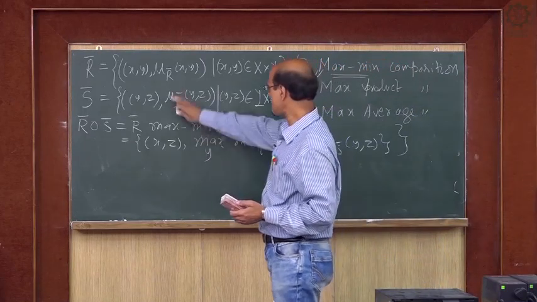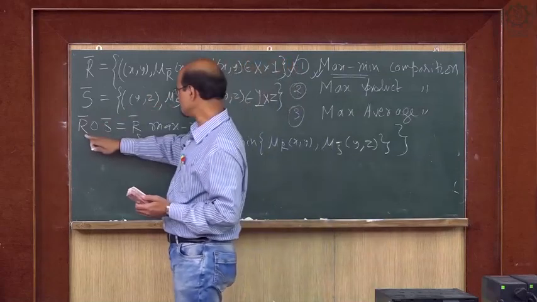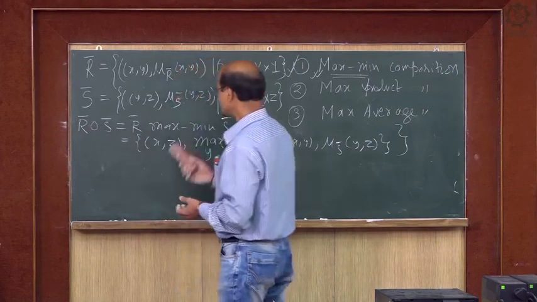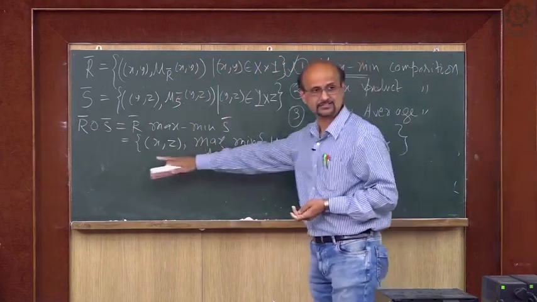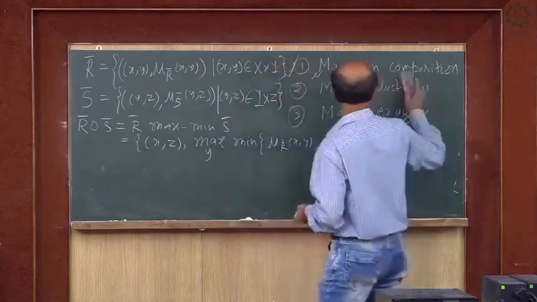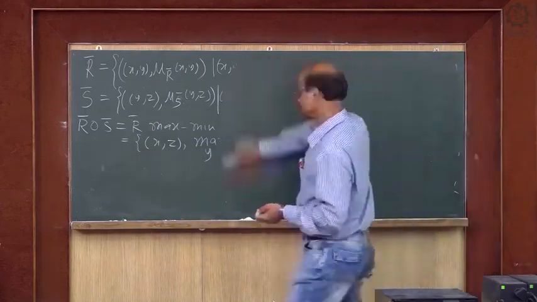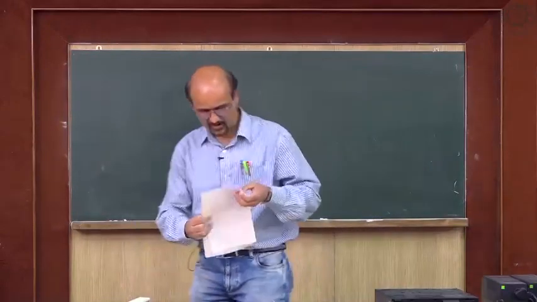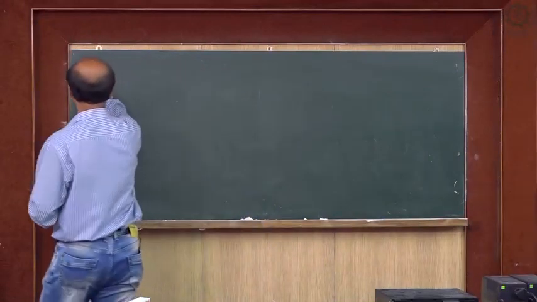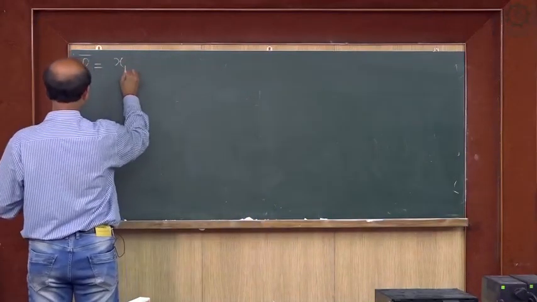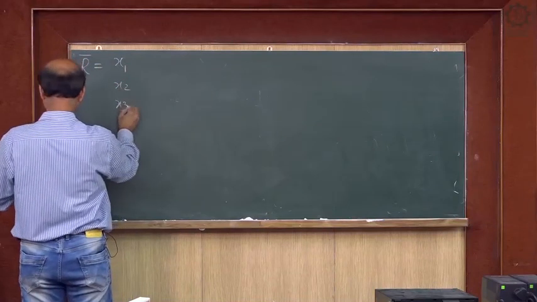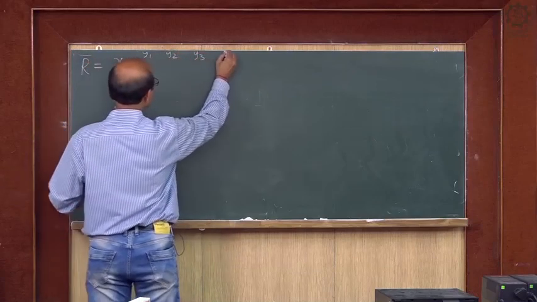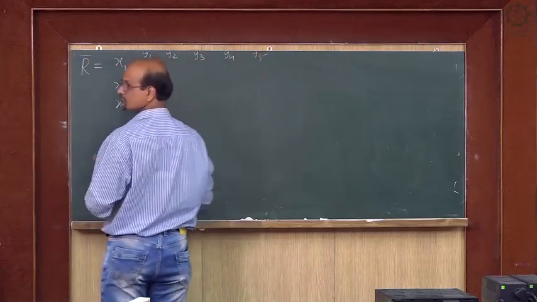Means given R and S, how you composite this R o S or R bar o S bar. So, let us take one example and see how you can find this composition. And that is also very simple. So, let us suppose we have R bar as we have X to Y, x1, x2, x3 and y1, y2, y3, y4, y5.